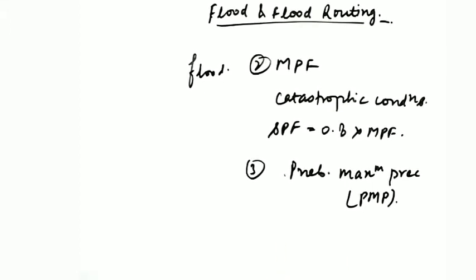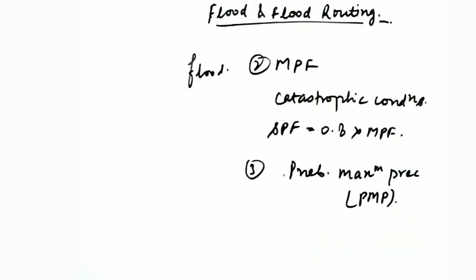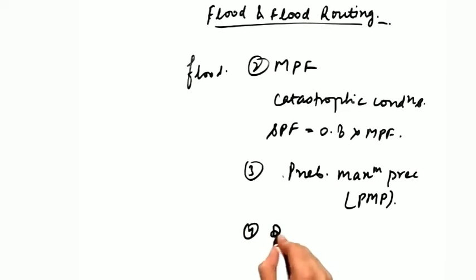Precipitation can also lead to floods. So we have to take this into account also for some particular structures. So probable maximum precipitation means the maximum amount of precipitation that is physically possible over an area. Now the fourth type of flood is the design flood. What is design flood?